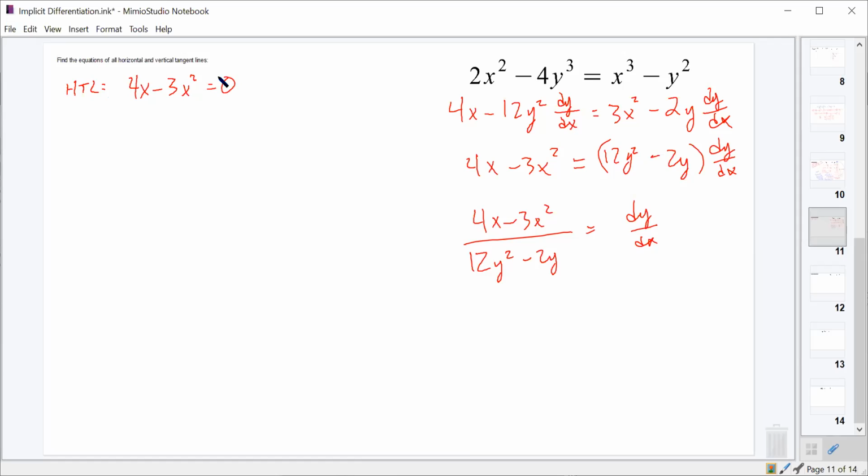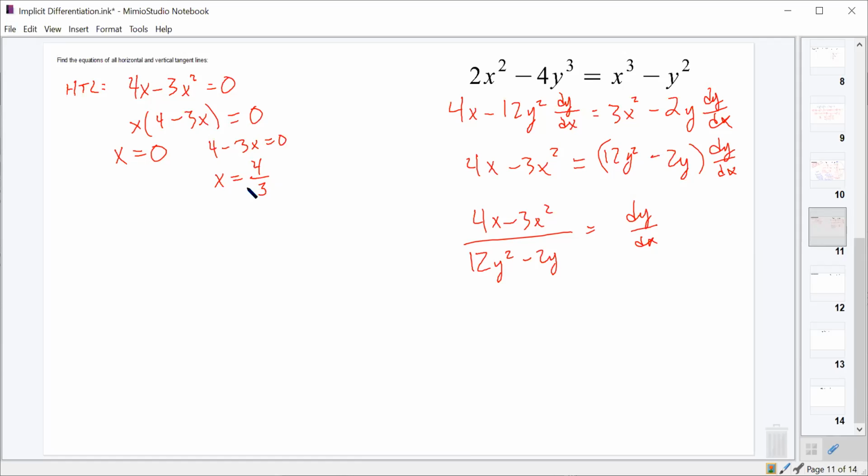So a horizontal tangent line will be when the numerator is equal to 0. So let's solve that. What can we factor out of there? Factor out x. x times 4 minus 3x gives us values of x equals 0 and, 4 minus 3x equals 0, right? That ought to give us x equals 4 thirds. So x equals 0, x equals 4 thirds.